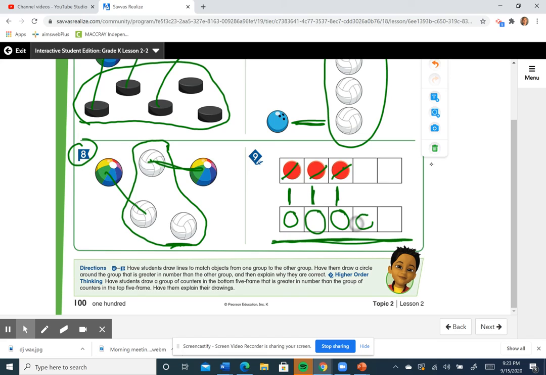Good. What if I draw another one? Now is there a greater amount of counters on the bottom? There is, because this one doesn't match up with anything, does it? Could you do this? Could you have all 5? Yeah, 5's greater than 3. 5's bigger than 3. Very good.